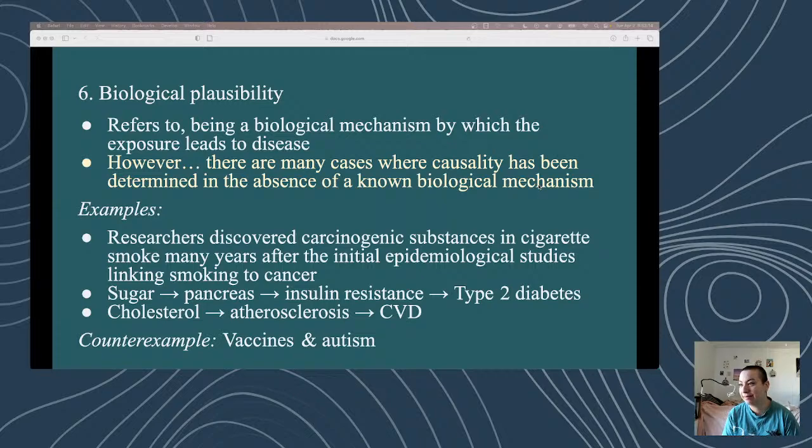Sometimes we can't get the data of what is exactly changing in your body. Maybe you can find it in cadavers, but then can you witness that change within the human body while it's happening? Maybe, maybe not. Some examples are that researchers discovered carcinogenic substances in cigarette smoke many years after the initial epidemiological studies linking smoking to cancer.